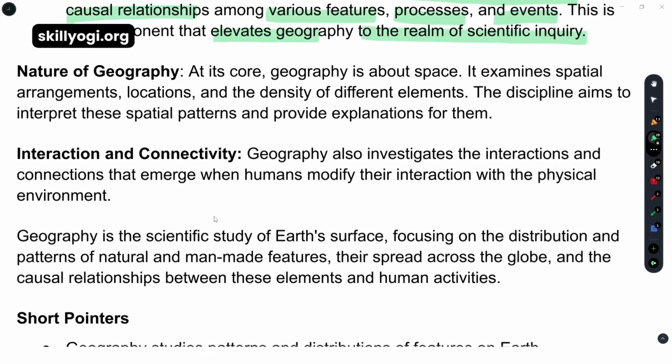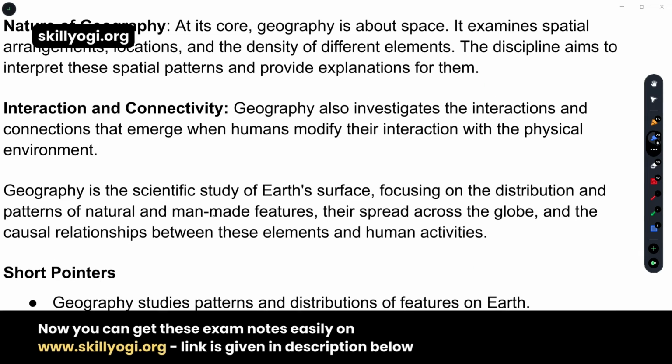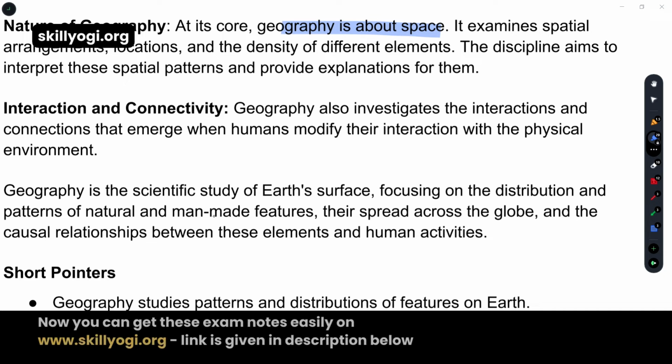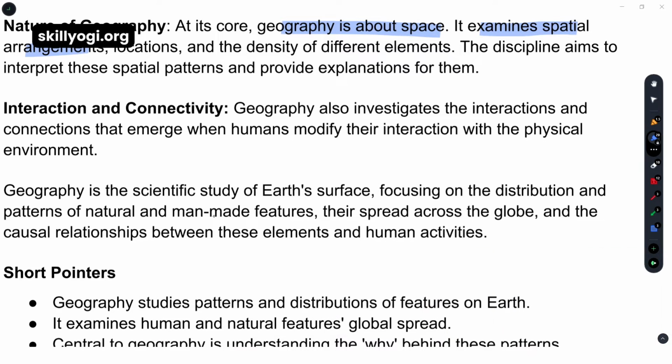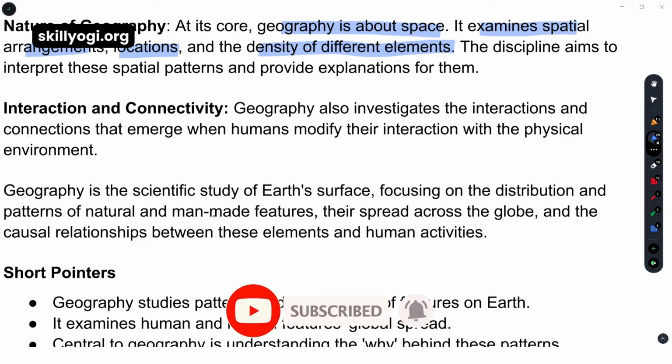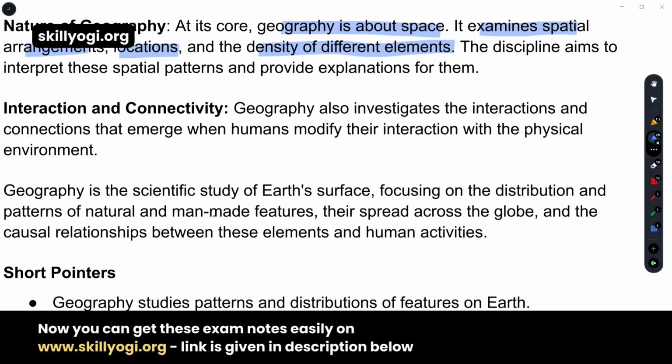Come to the next topic, which is the nature of geography. What is the feature or the nature of geography? What is written over there? See, at its core, geography is about space. We have already learned this line, geography is related to places. It examines spatial arrangements, locations, that means different places where specific features are located, and density of different elements, density of population, density of transport, vehicles, communication, media, everything. So this discipline aims to interpret spatial patterns and provide explanations for them.